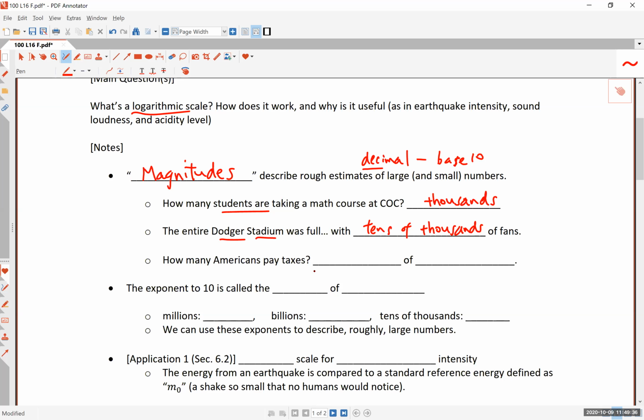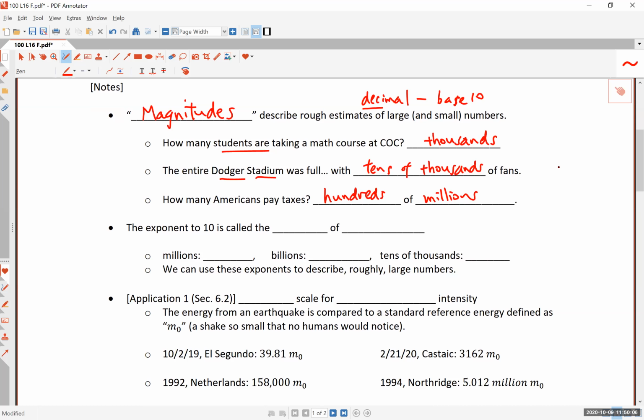How many Americans pay taxes? Well, we have like 300 million Americans, but some of them are children, and some of them don't pay taxes. But you can safely say it's more than 1 million people. Okay, in fact, it's millions of people. No, it's even more than that. It's hundreds of millions of people. So these are just rough ways of describing what magnitude, how many zeros we can expect. All right, so the exponent to that number 10 is called the order of magnitude.